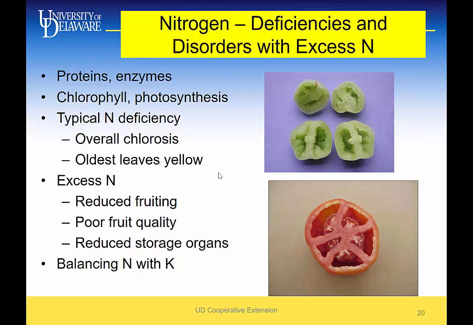As with all crops, nitrogen can be an issue. You know why it's important: proteins, enzymes, chlorophyll, photosynthesis. So overall, chlorosis and the oldest leaves being yellow is the symptom. With fruits and vegetables, though, too much nitrogen can give you problems. We get a lot of viney growth. So, for example, you'll get reduced fruiting, reduced storage organs. One way to guarantee that you get not many sweet potatoes is to over-fertilize with nitrogen. You'll get wonderful vines. Unless you're eating vines, it's not going to help you any.